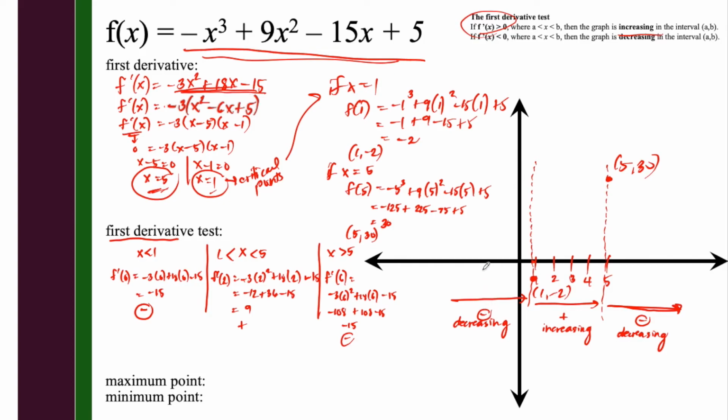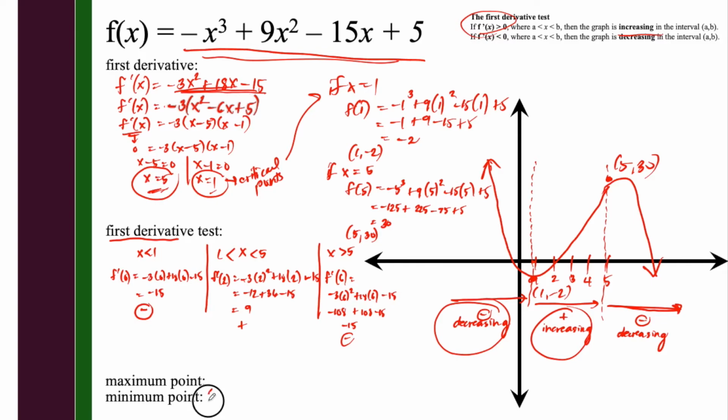So again, at this point of the graph, it's decreasing. So we have a graph that looks like this, and then it will increase based on this, and it will decrease again. So this point, 1, negative 2, we know that that is the relative minimum. And the maximum point here is 5, 30. Again, these are the relative maximum and relative minimum points.